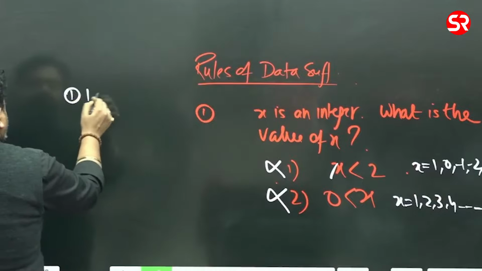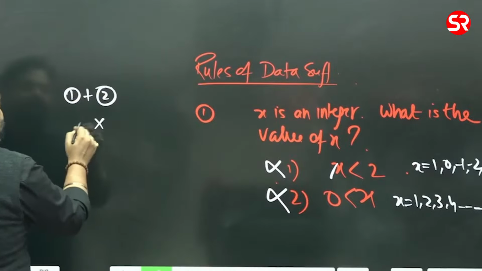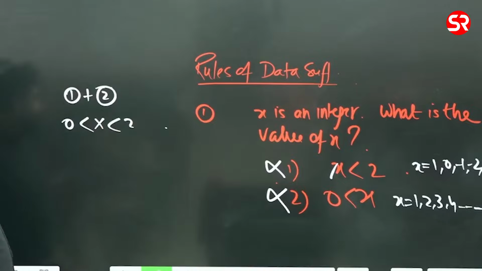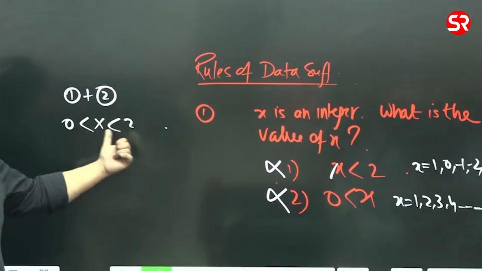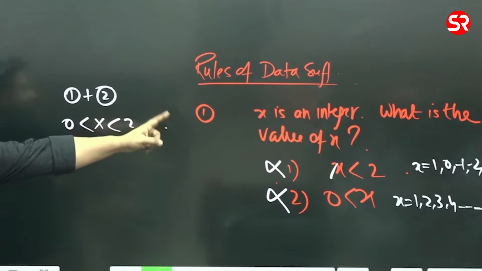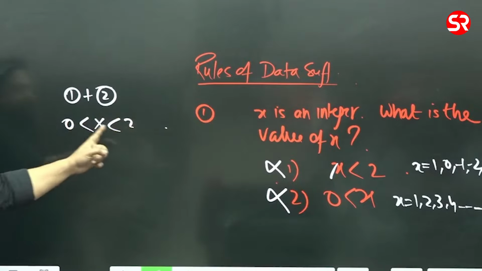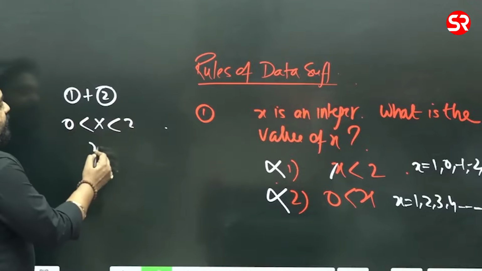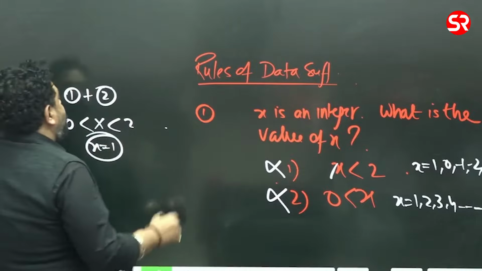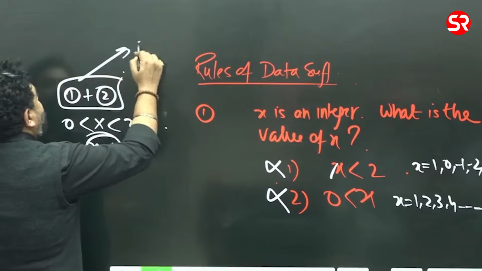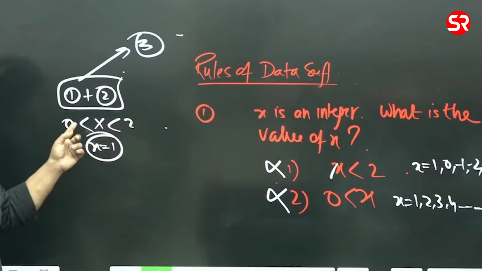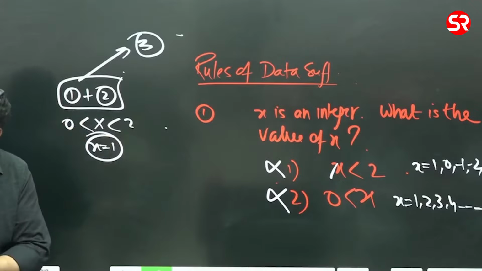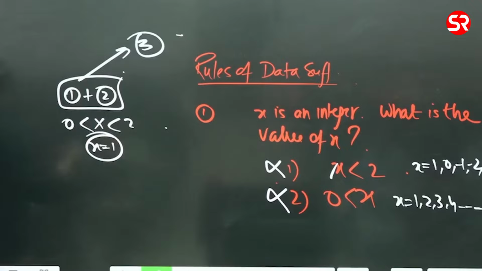So what do I get when I say 1 plus 2? It says x lies between 0 and 2. X is less than 2, x is greater than 0. And what is the question? X is an integer, what is the value of x? X lying between 0 and 2. Definitely x is equal to 1 is the answer, which means mix karke you are getting the answer. Answer is 3. This is the beauty. The beauty is, tumhe abhi bhi lag raha tha ki range hai, par 0 se 2 mein integer to ek hi hai. Unique answer.